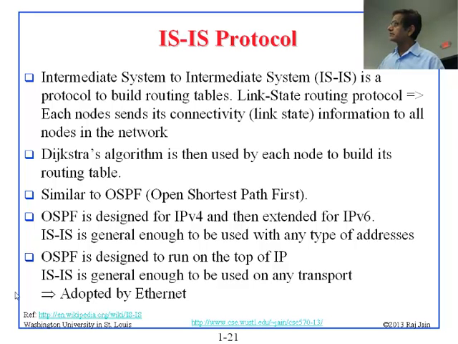OSPF is designed for IPv4 and then extended for IPv6. IS-IS is designed so it can be used with IPv6 without any extension, and it can be used with IPv4 without any extension. We are going to use it here for Ethernet without any extension. OSPF is designed to run on top of IP. IS-IS in general can run on anything. That's why it was adopted by the IEEE people.